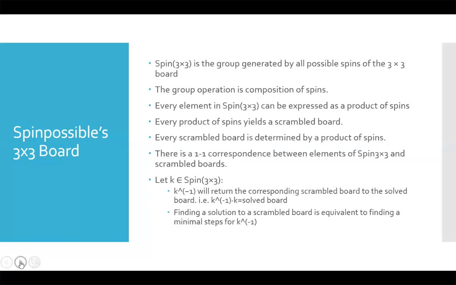So if we let K be an element of the 3x3 board, then K to the -1 power will return a scrambled board and can also return to the solved board or the original. Finding a solution to a scrambled board is equivalent to finding the minimal steps, K to the -1 power.